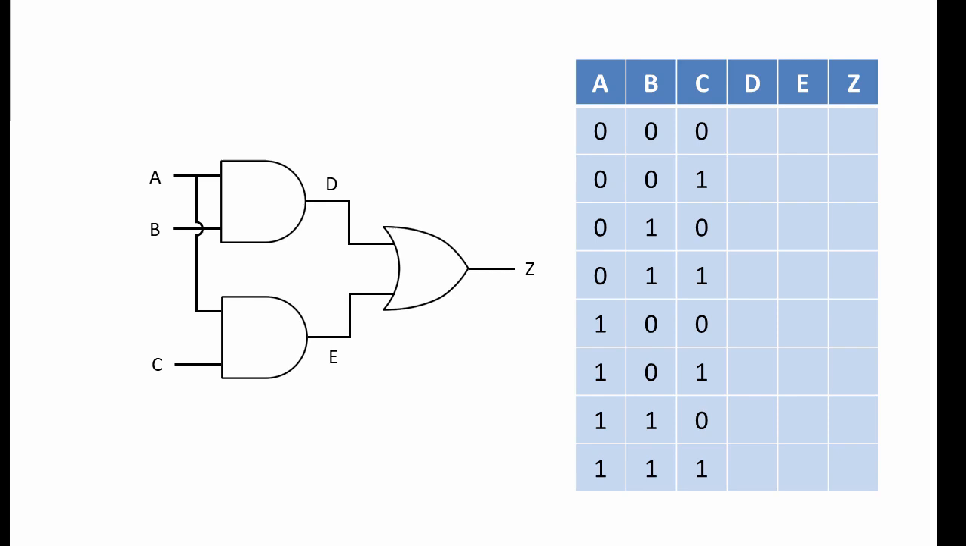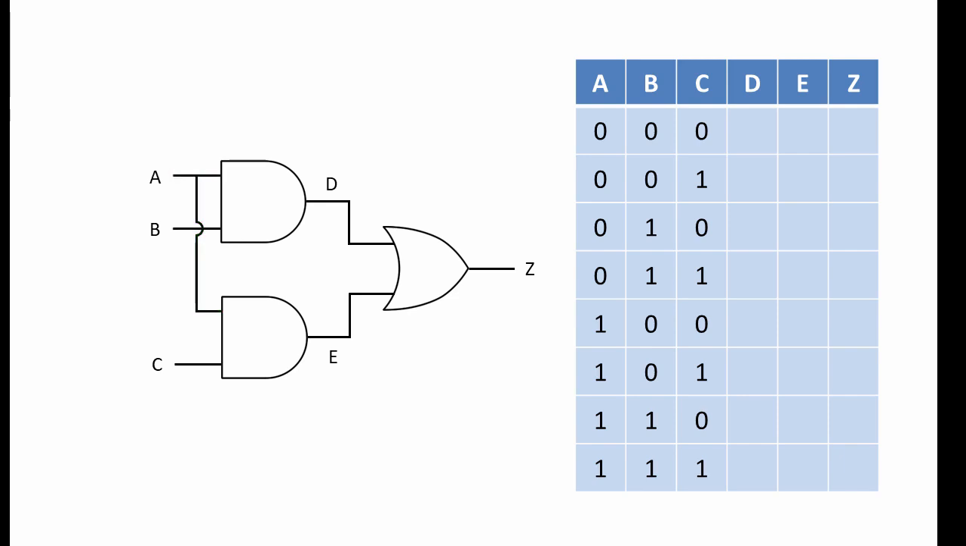In this example, we have 3 inputs, as we did before, but notice that input A has been split. Input A is feeding the top and the bottom AND gate. In this example, you're also being asked to include intermediate points D and E in the truth table. Otherwise, there's nothing terribly new here.